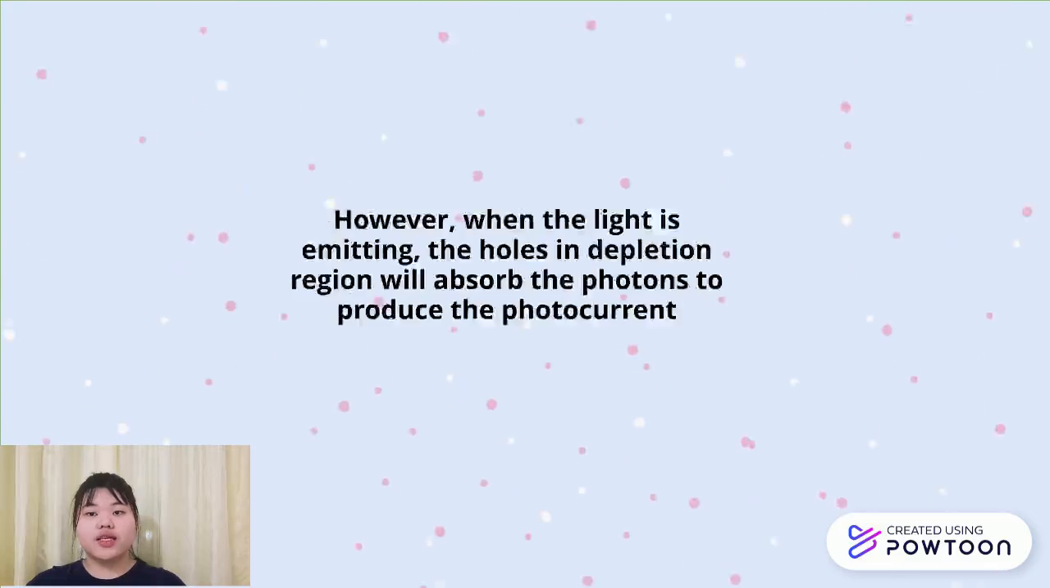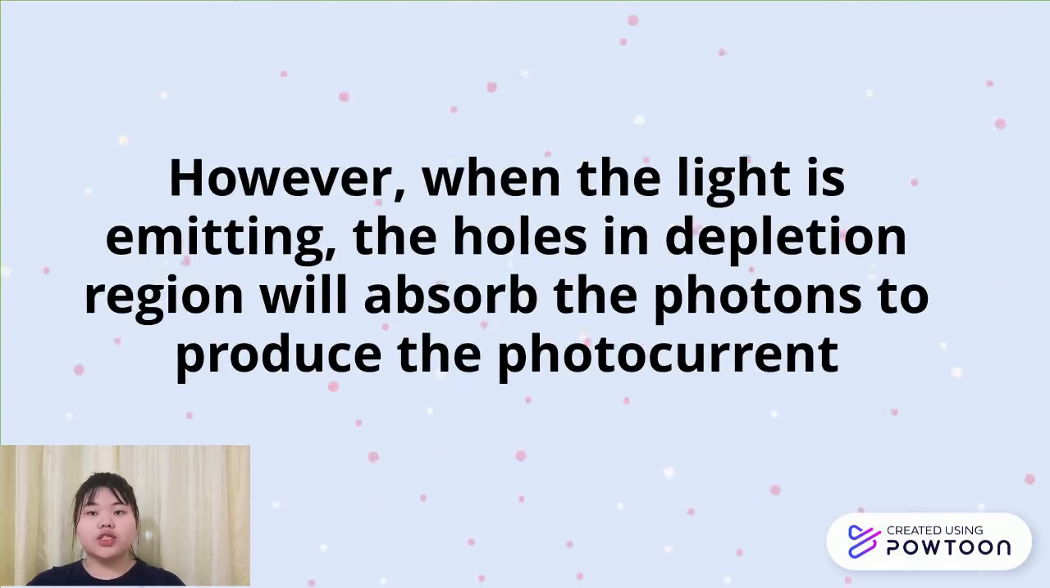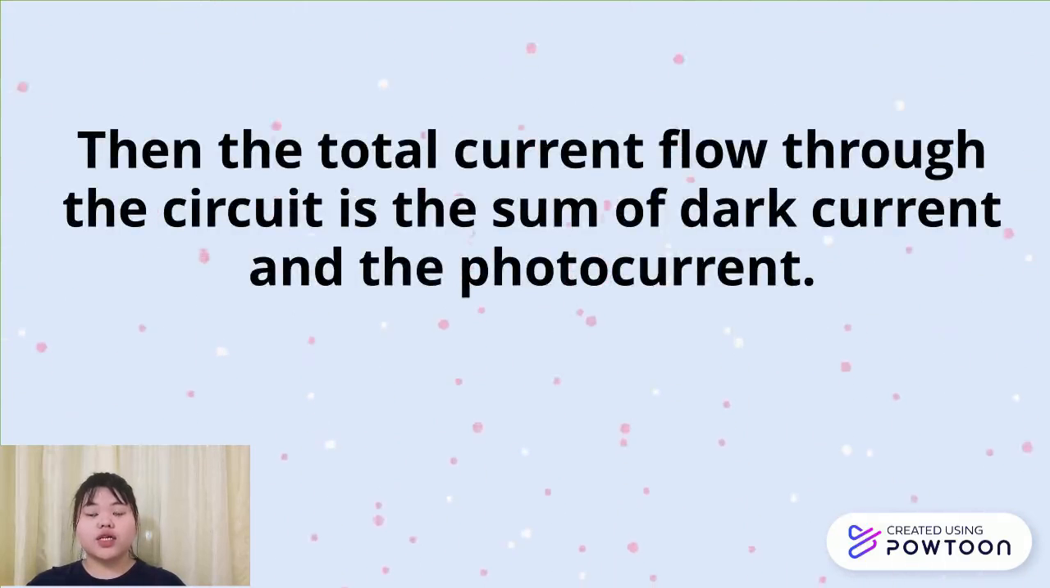Then, when the light is emitting, the holes in the depletion region will absorb the photons to produce photon current. Then, the total current flowing through the circuit is the sum of the dark current and the photon current.